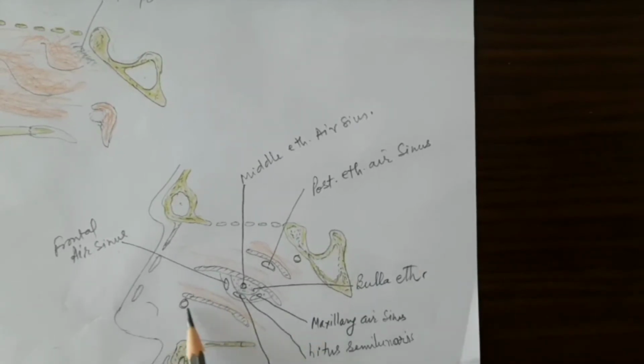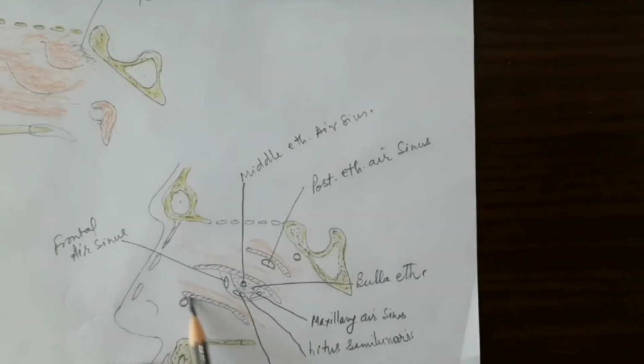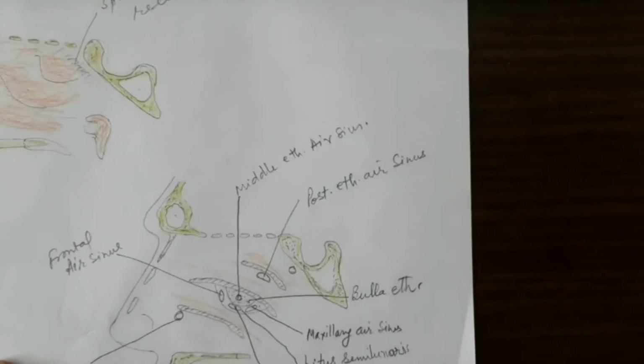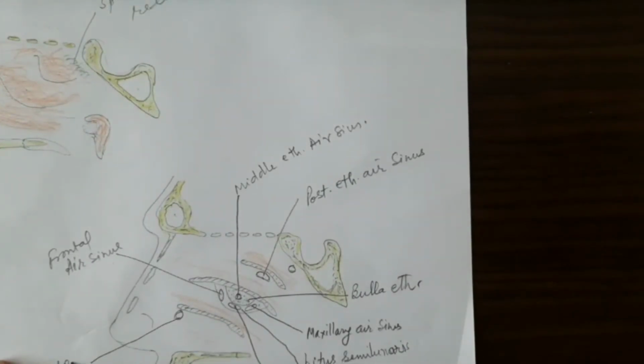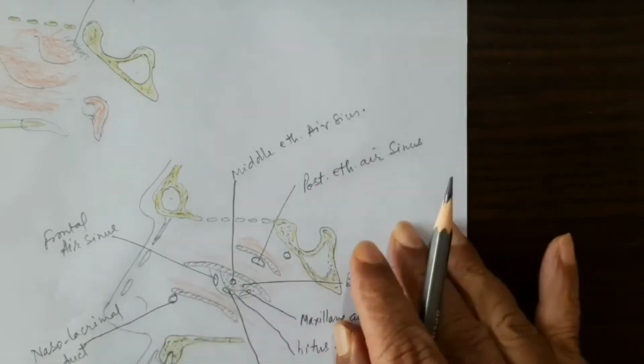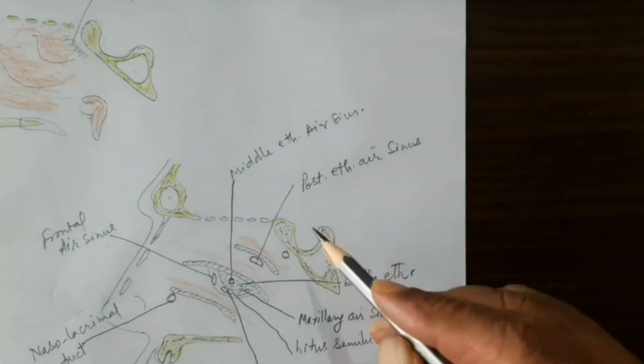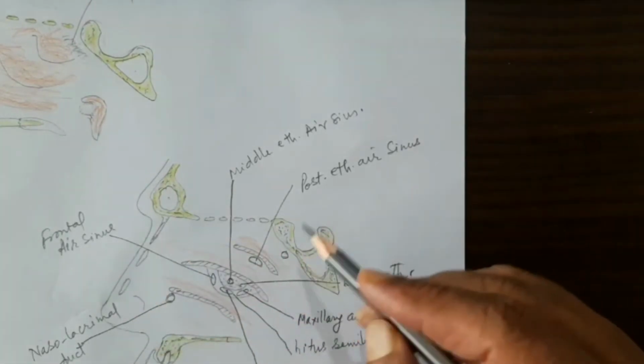Now deep to this inferior concha, after cutting it you will see only one opening here in its anterior part, and that is of the nasolacrimal duct. Okay, this is called the nasolacrimal duct.